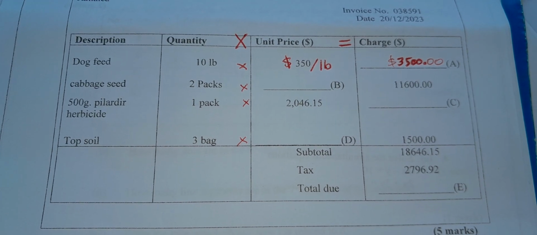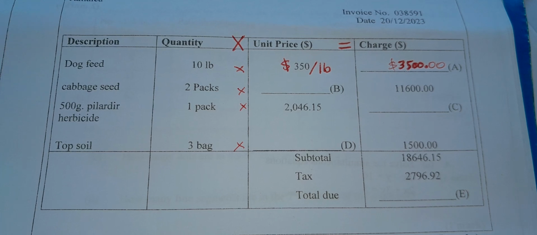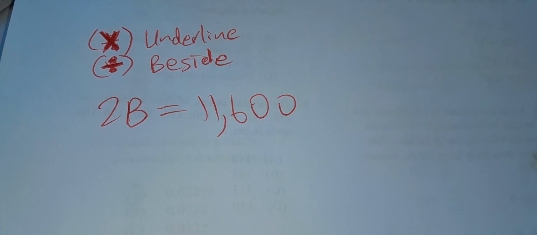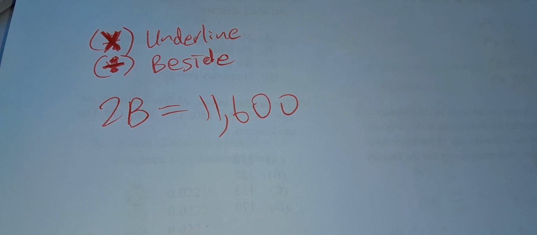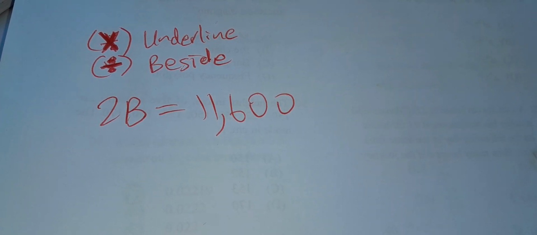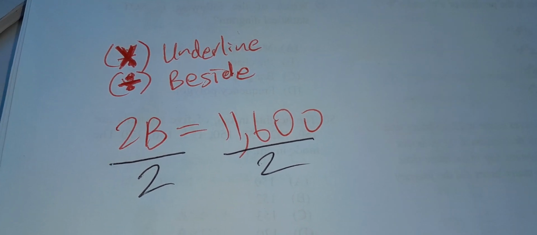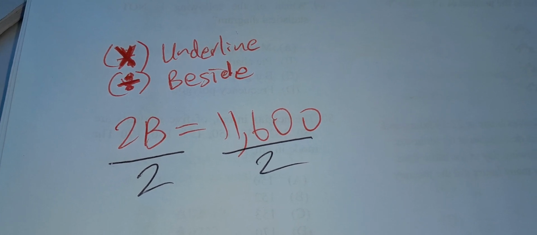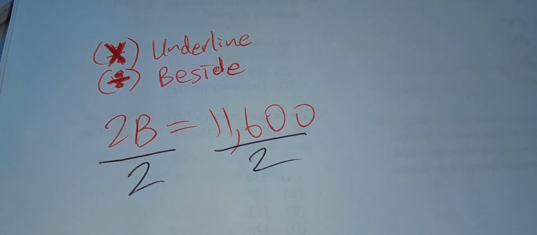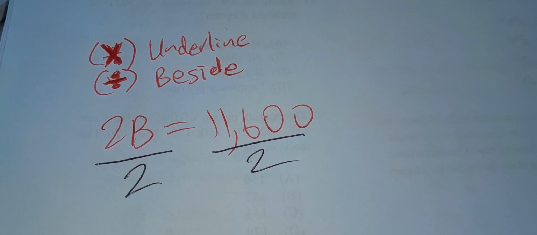Now, what is 2b equal 11,600? So, fun fact. When a number is beside the letter, we are going to divide. So we will divide the 2b by the letter that's beside. Yeah? So the letter beside b is going to be 2, so we divide both sides by the 2.